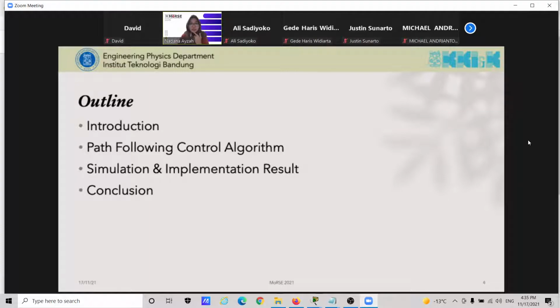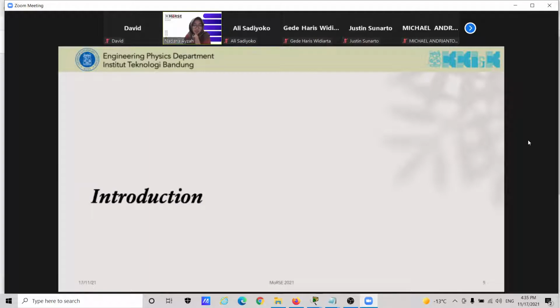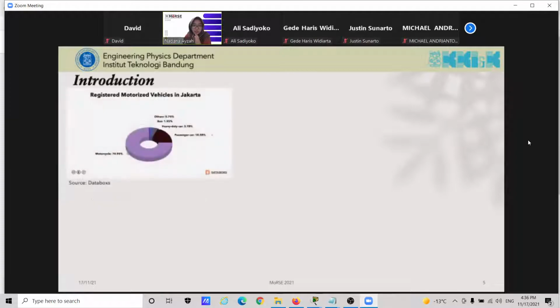The outline of the presentation is as follows: introduction, then deriving the path following control algorithm, then simulation and implementation results, and the last is conclusion. So we first move to the introduction.